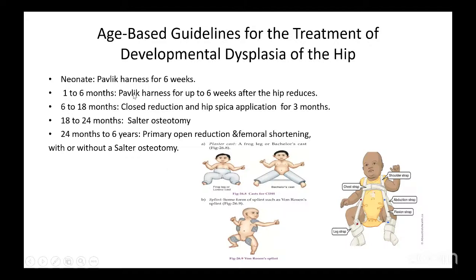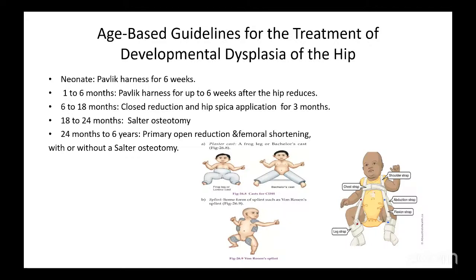After that, first 6 months Pavlik harness, 6 to 18 months closed reduction and hip spica application for 3 months. Hip spica is more stable and more rigid, and there is no chance of redislocation again. After 1.5 years, we are going for bony procedures where either femoral or acetabular components can be addressed.